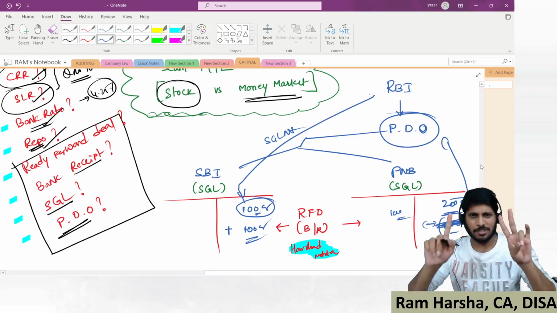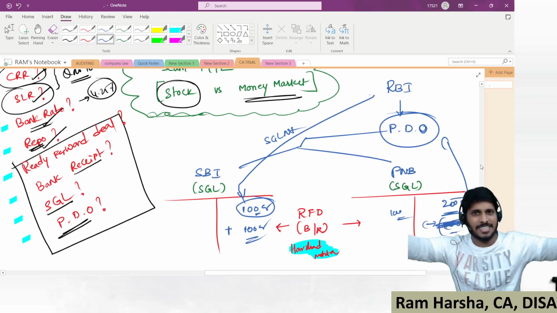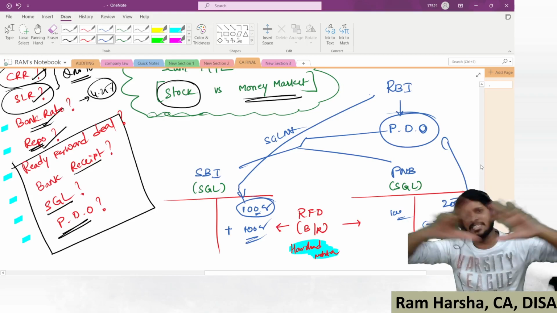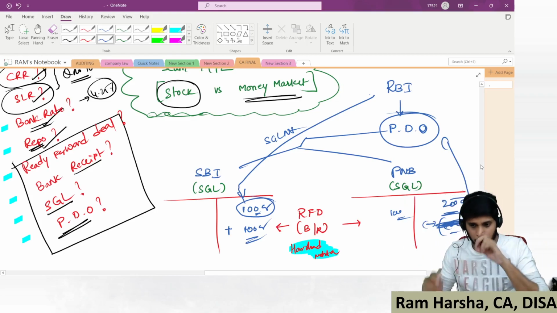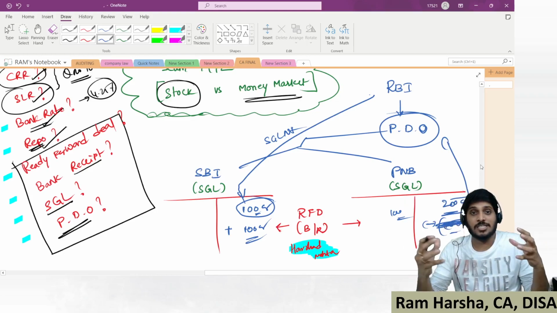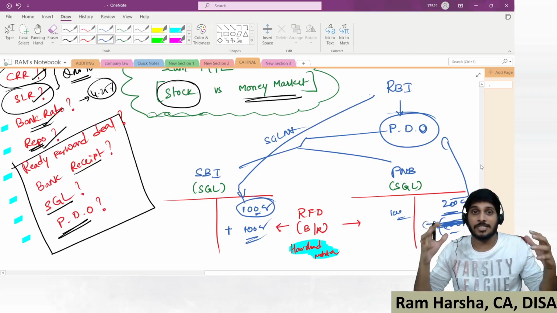I'm just taking two banks. Each bank will operate with 10-15 banks. Each bank will have transactions, buying and selling, with 10-15 banks. So banks have discussed between them, let us have a ready forward deal.